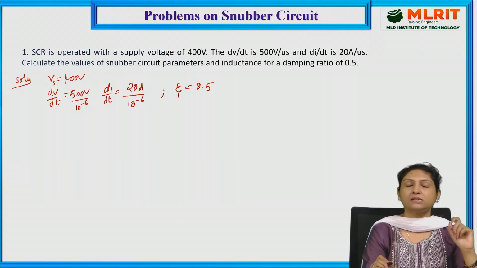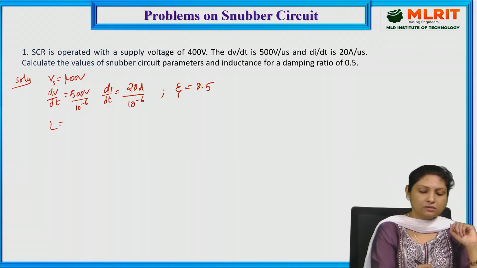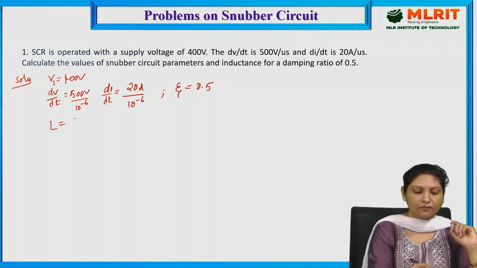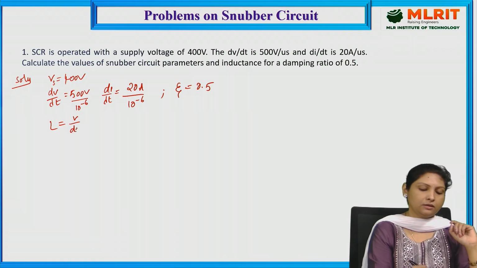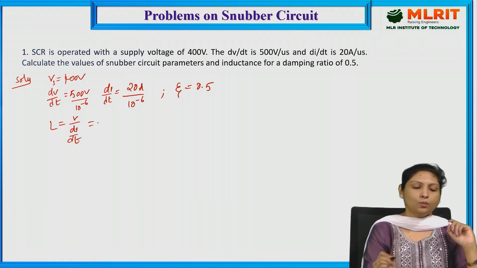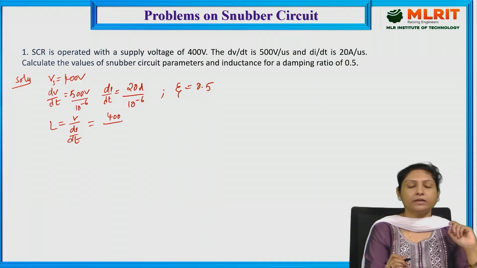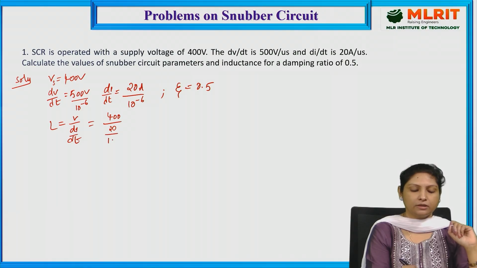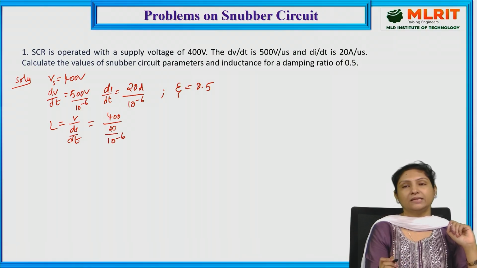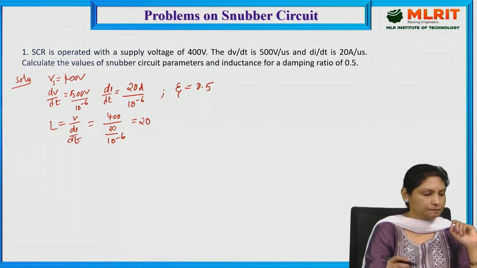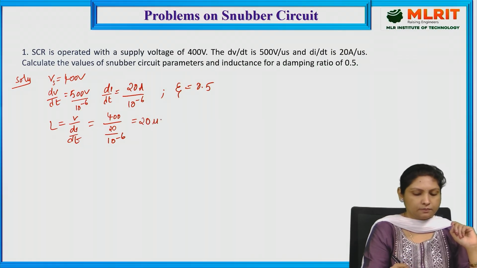And now let us first find out the value of the inductance, which we have derived previously, where L is equal to V by di by dt, where voltage is given as 400 volts, and di by dt is given as 20 divided by 10 to the power of minus 6. In that case, we get the value of the inductance as 20 microhenry.